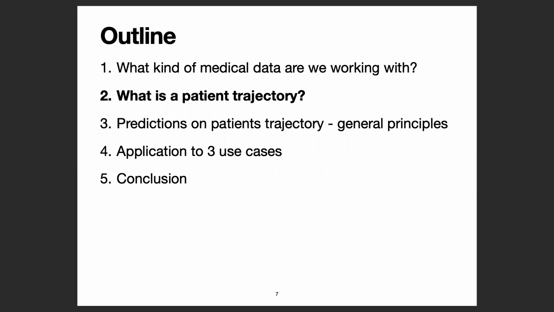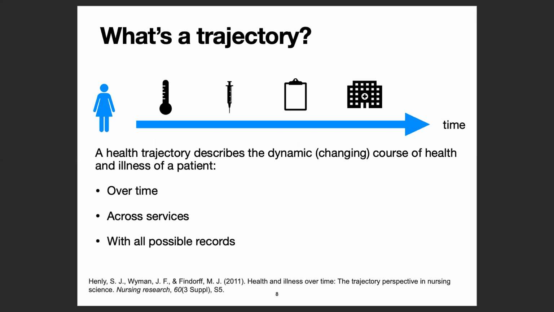Now, based on the data that we've just seen, what is a trajectory? What is a patient trajectory? So a health trajectory can be defined as the dynamic, so changing, course of the health and illness of a patient. Now, this course is changing over time. It's also across different services, hospitals, and should contain all possible records.